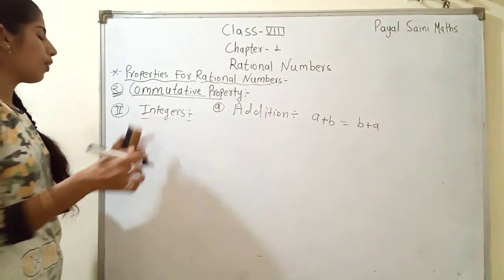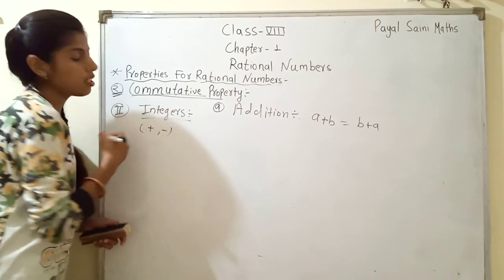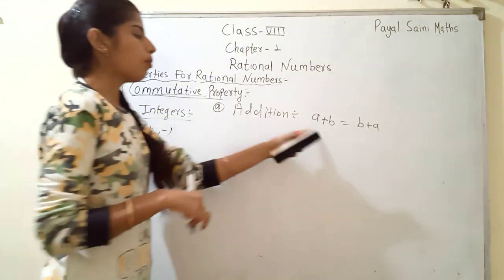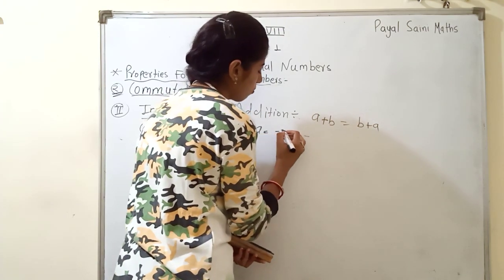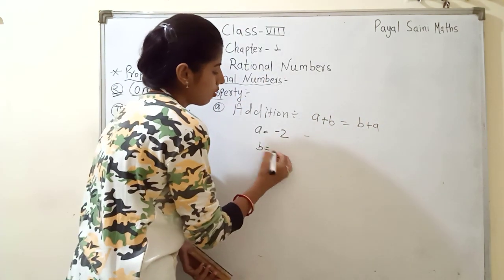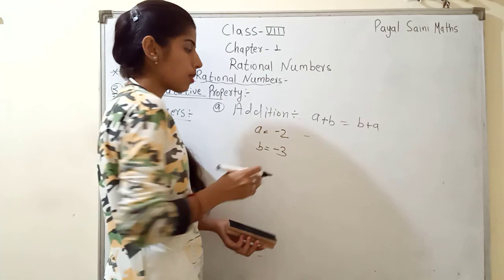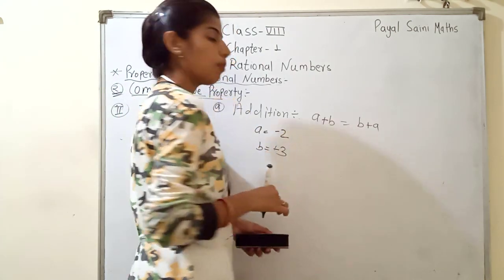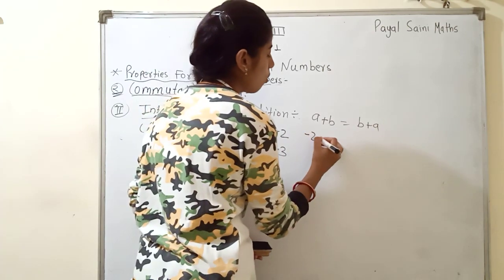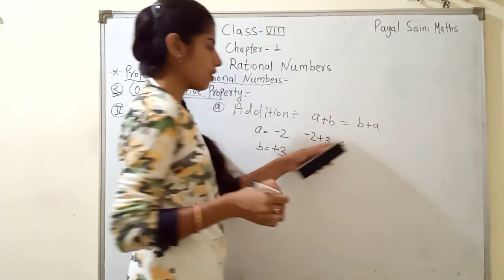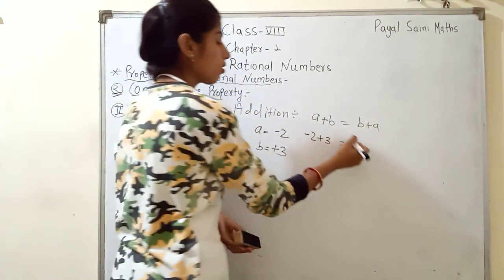In integers, we know that both plus and minus numbers are included. But in addition, if I write here A value as minus 2 and B value is minus 3, yeah, I write here plus 3. But first is plus 3, then minus 2 plus 3. And here is our answer.